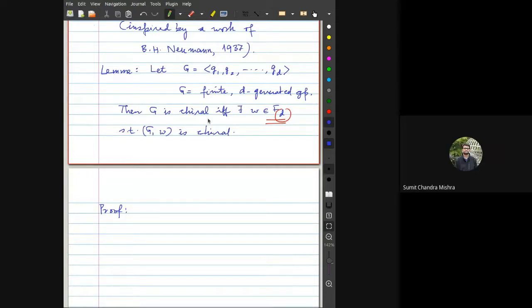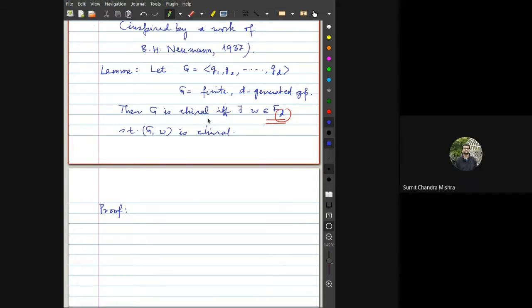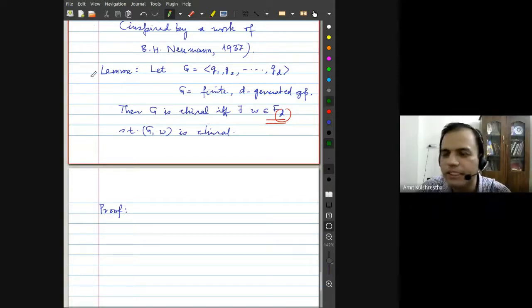Sir, don't you have to say that D is strictly greater than 1? Yeah, well, otherwise you are having cyclic groups. So there the problem is not interesting, right? Yes, it's trivial, but I just... You want me to say that also? Yeah, sure.